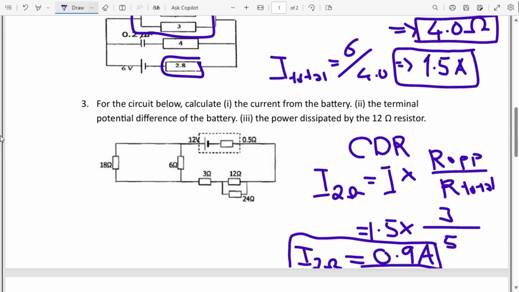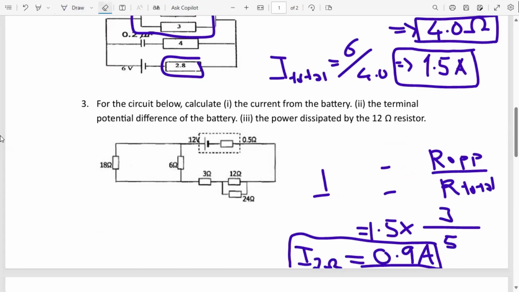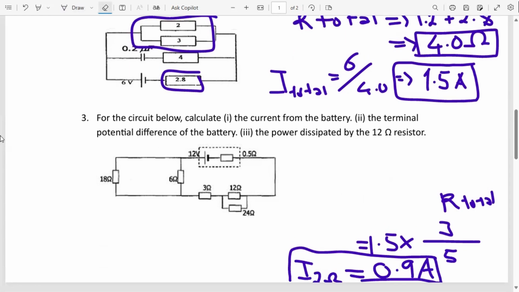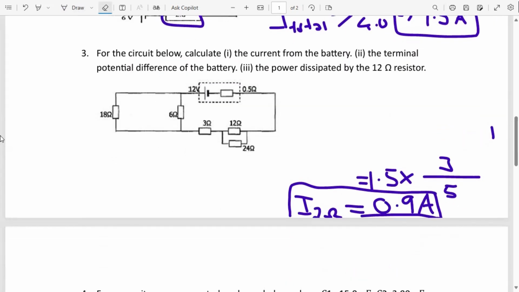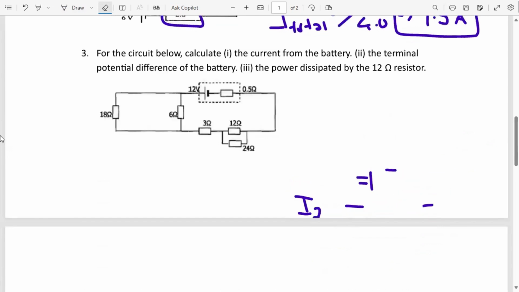So that's that, ladies and gentlemen. We have our current in the 2 ohms resistor as 0.9 amps, and that is the end of question 2. We can move on to the next question. Move on to question 3.